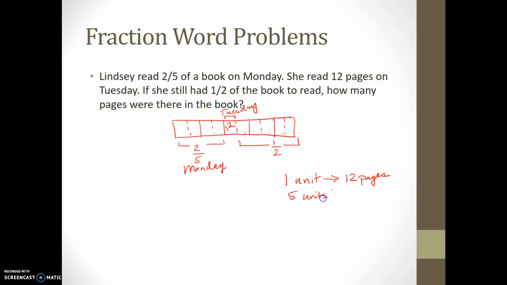Oh, we don't want to solve for what's left. We want to solve for how many were there in the book. I think I made the same mistake today in class, so that's hilarious. Okay. All right, so we don't want to solve for 5 units. We want to solve for 10 units because we want to know the whole thing. 1, 2, 3, 4, 5, 6, 7, 8, 9, 10. Okay, so 10 units is going to be 12 times 10, which equals 120 pages.